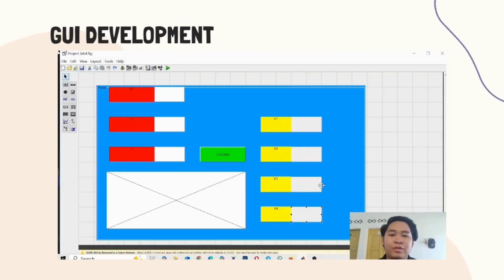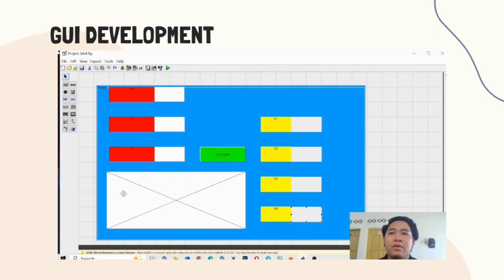I will continue to the GUI. I will continue to the GUI simulation, or GUI layout, after I present the Simulink. So this is an example of our group's GUI layout. First of all, in our GUI we have R5, voltage source, and current source. And for the output we have V1, V2, V3, and V4. We use a push button for calculate. And this is the axes one, which we use for the picture of the circuit.